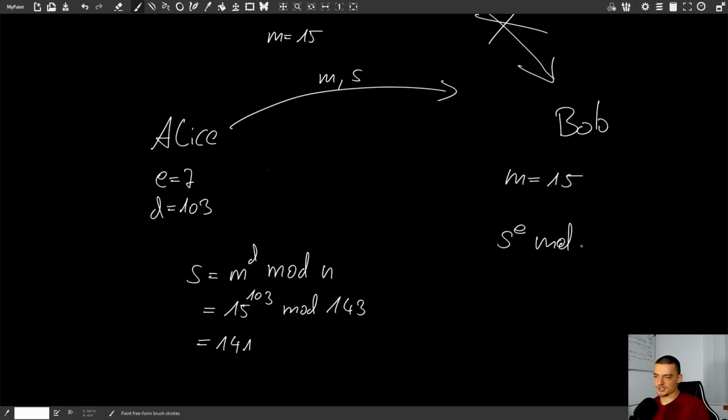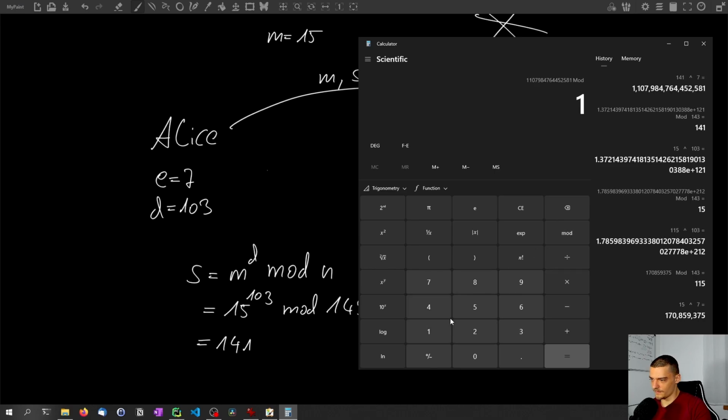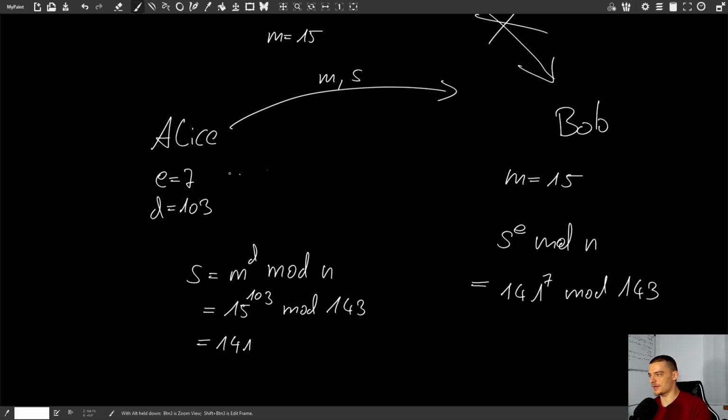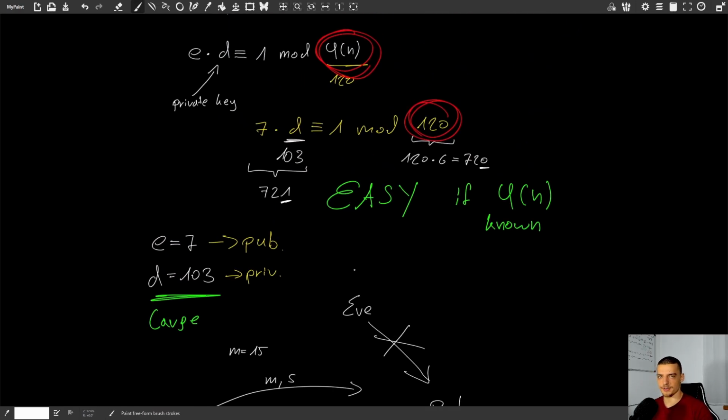And if this basically results now in the same message, I know it's authentic and I know it's what you sent me. So I'm going to just say 141 to the power of 7 modulo 143. 15. Okay, seems like this is what you actually sent me. So now I have the message and I also know it's from you. That is the theory behind RSA. This is how it works. This is the mathematics. And now we're going to put all of this into core Python code.